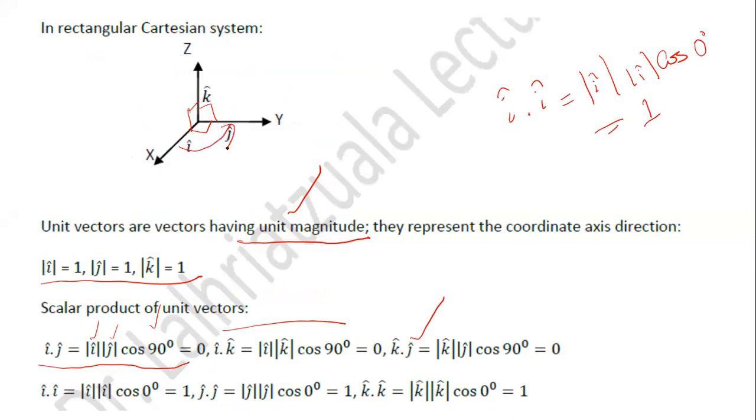So if you consider your right hand thumb rule here, the index finger and all the other fingers will represent the direction of this rotation, and the thumb will give you the resultant vector direction, right? So i cross j will result in a unit vector pointing upwards. So the unit vector pointing upwards here, i cross j, will be your k cap.